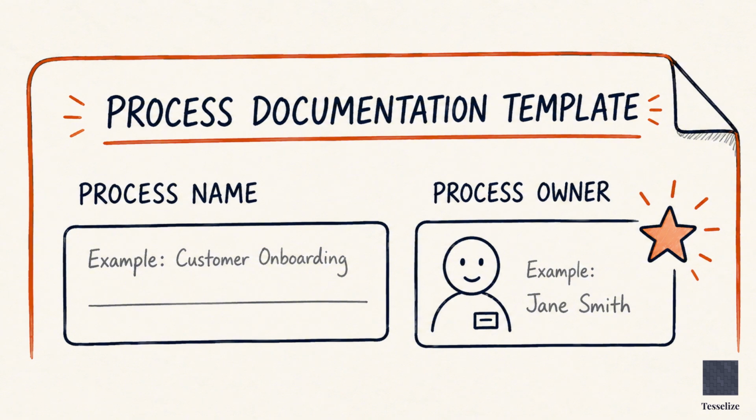For our example, process name, client onboarding. Process owner, Sarah, operations manager. Why does the owner matter? Because documented processes without owners become orphans. Nobody updates them, nobody improves them. 6 months later, the document is wrong and people stop trusting it. An owner keeps it alive.